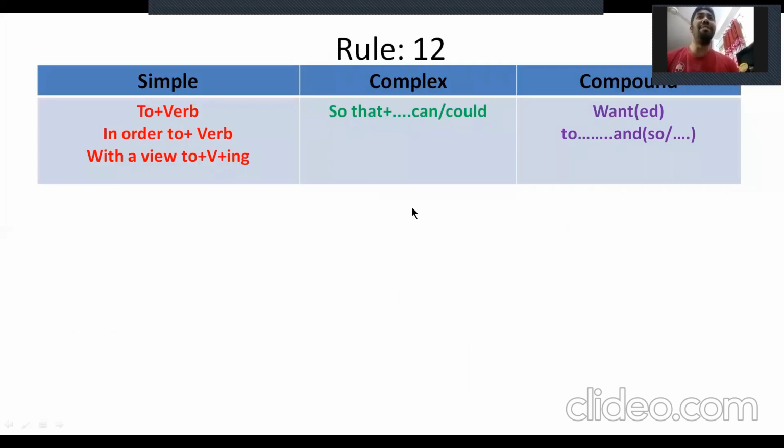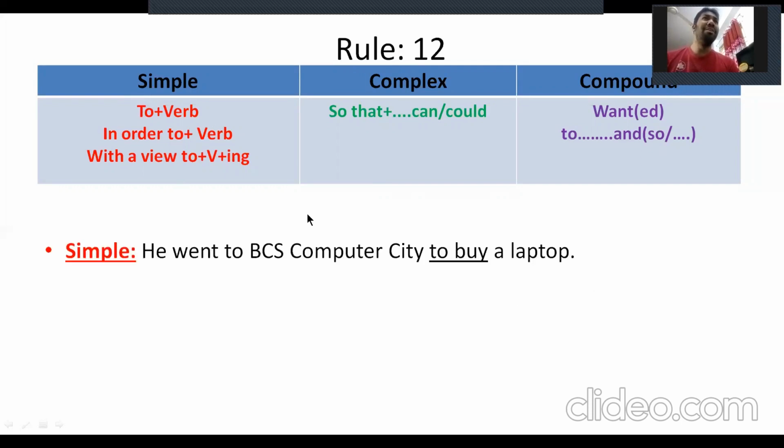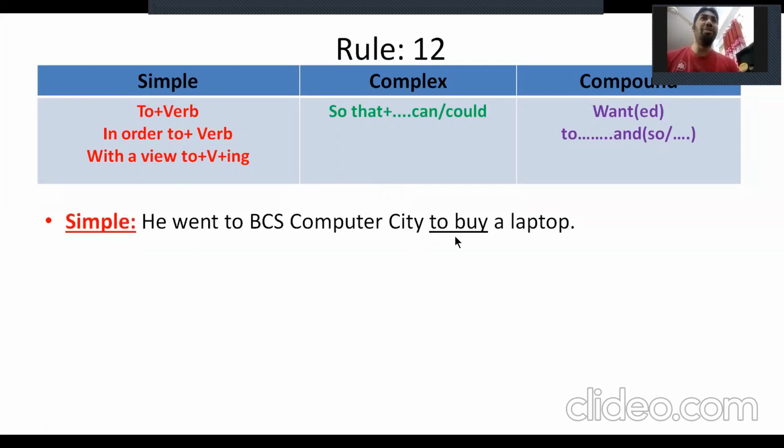Now let us move on to rule 12. These sentences are based on the simple form. In the simple form, we normally use to plus verb, meaning an infinitive. It can also be replaced by in order to plus verb, or with a view to plus verb plus ing.